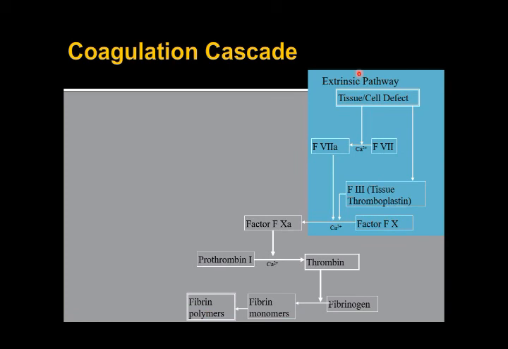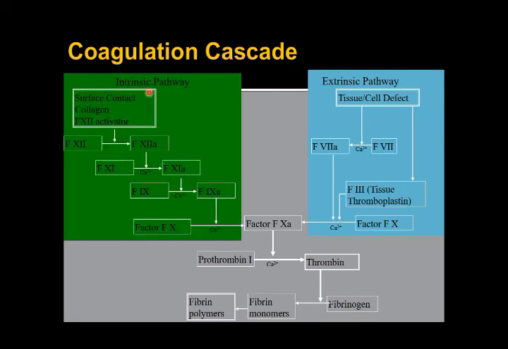So remember, with the extrinsic pathway, we've got tissue, specifically endothelial cell damage and the release of tissue factor, which will activate factor 7. And once we've got activated factor 7, that will promote the formation of active factor 10. And then whenever we've got activated factor 10, then we've got prothrombin converting into thrombin, and then thrombin will convert fibrinogen into fibrin, which makes up those fibrin strands of the clot.